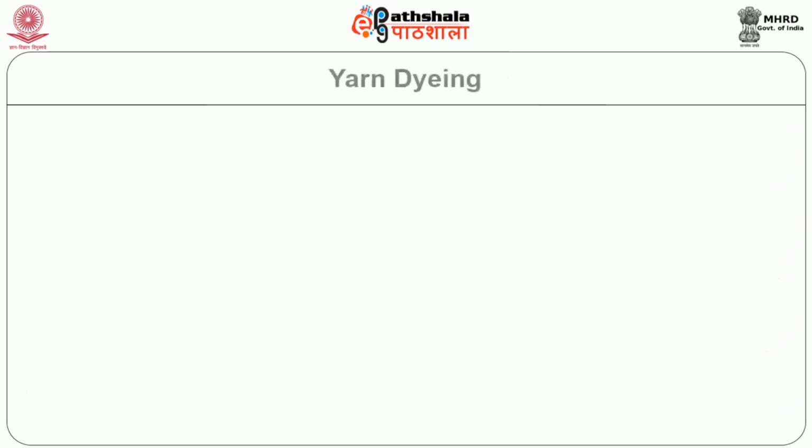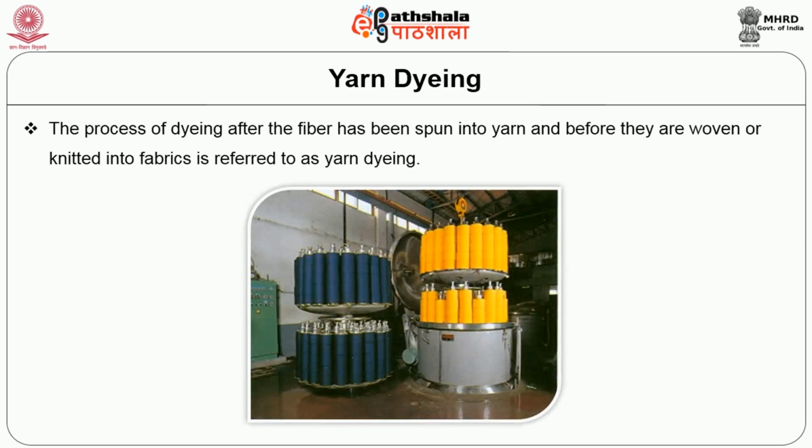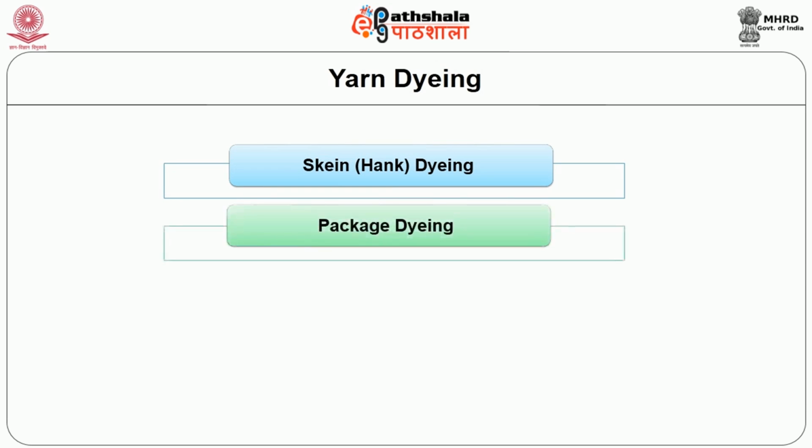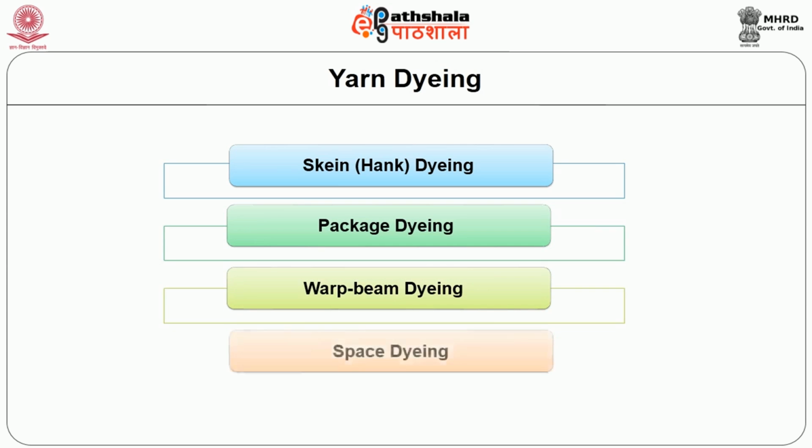Yarn dyeing: the process of dyeing after the fiber has been spun into yarn and before it is woven or knitted into fabric is referred to as yarn dyeing. In this stage of dyeing, the dye penetrates to the core of the yarn. There are several forms of yarn dyeing: skein dyeing, package dyeing, warp beam and space dyeing.